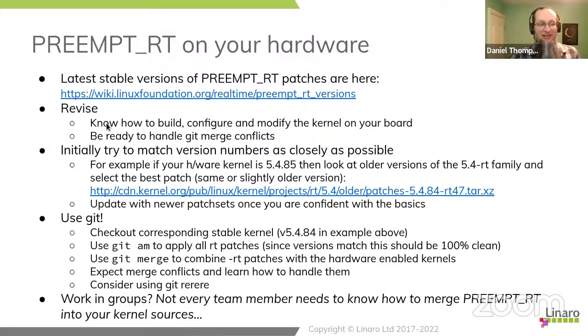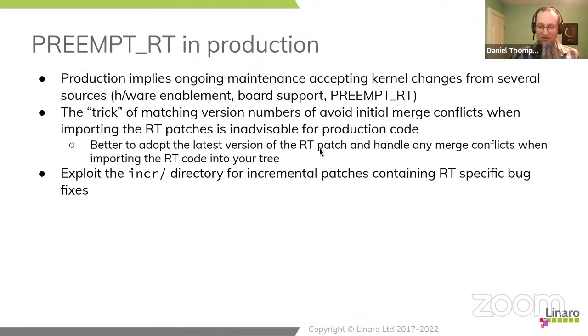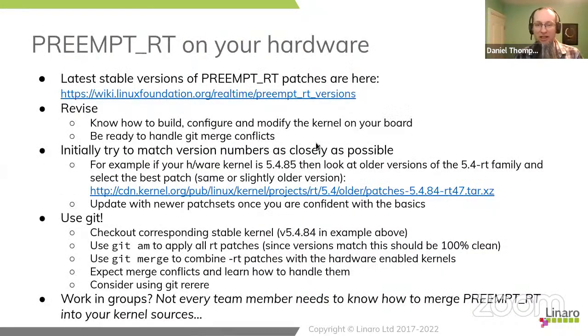This is a suggestion of how to do it. So this is a cheat. This is not how you would do it in production. But I'm aware that many vendor kernels are slightly out of date, may not be tracking the latest version of the stable kernel and things like that. So the suggestion I have is you try and find the appropriate patch that matches the version so that you get the fewest merge conflicts while you're playing.